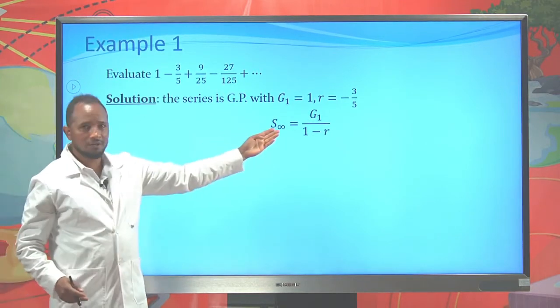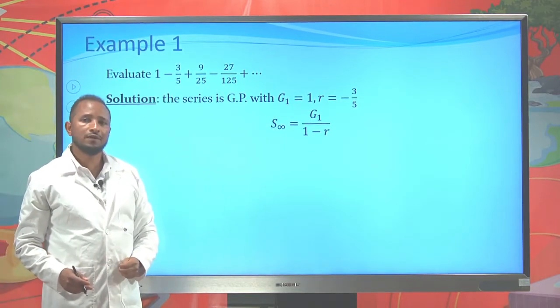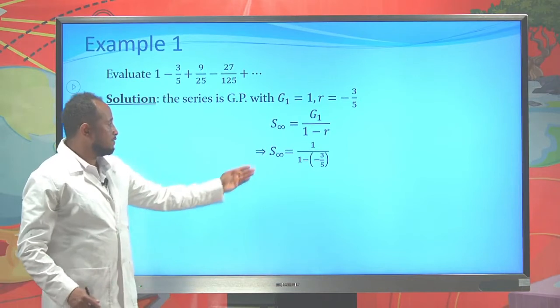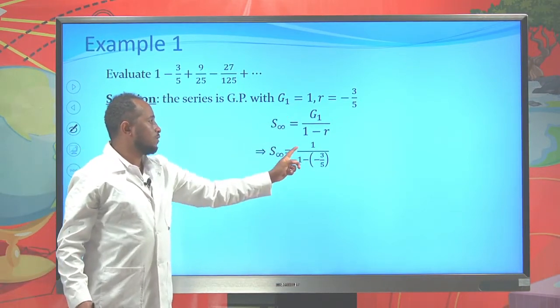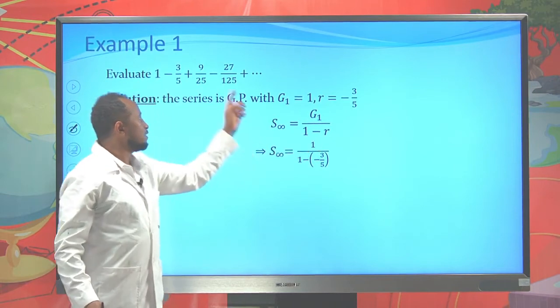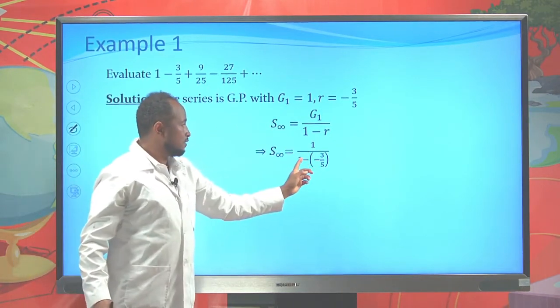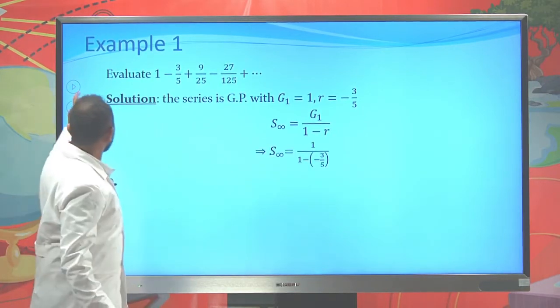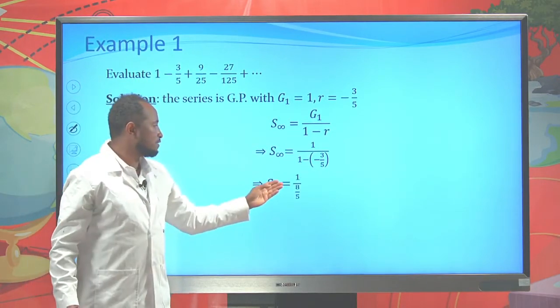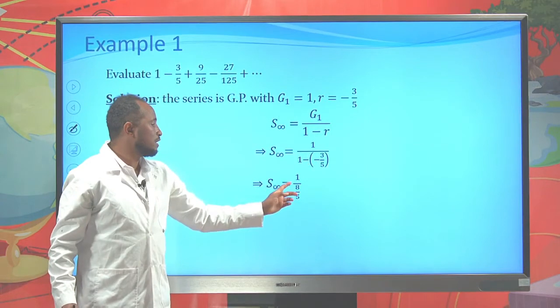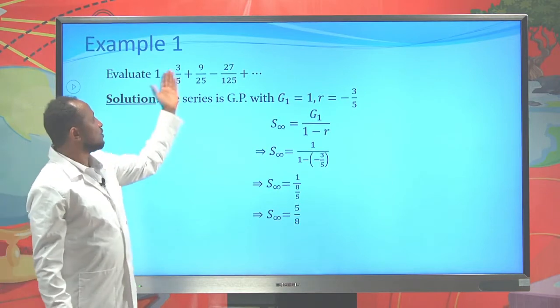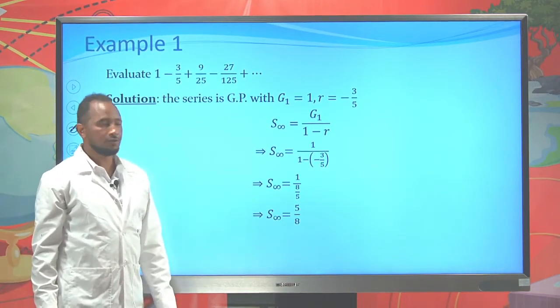The formula is the infinite sum of the series is given by g1 over 1 minus r. So putting the numbers in the formula, g1 is 1, over 1 minus the common ratio, here it is -3 over 5. So this becomes plus. S infinite is equal to 1 over the sum of this, which is 8 over 5. When you divide this, you get 5 over 8. So the infinite sum of this series is 5 over 8. Now let's continue to another example.